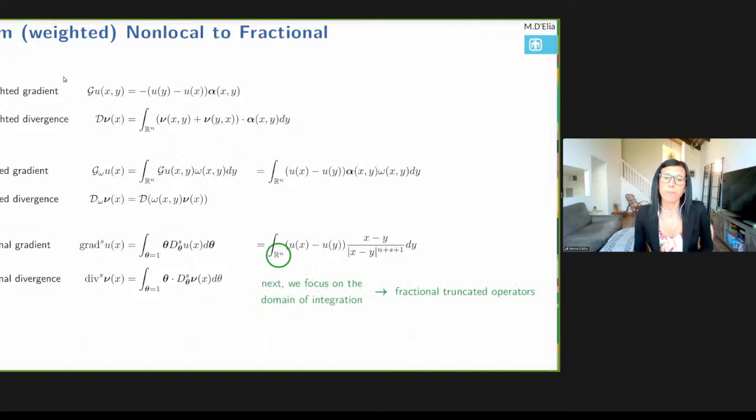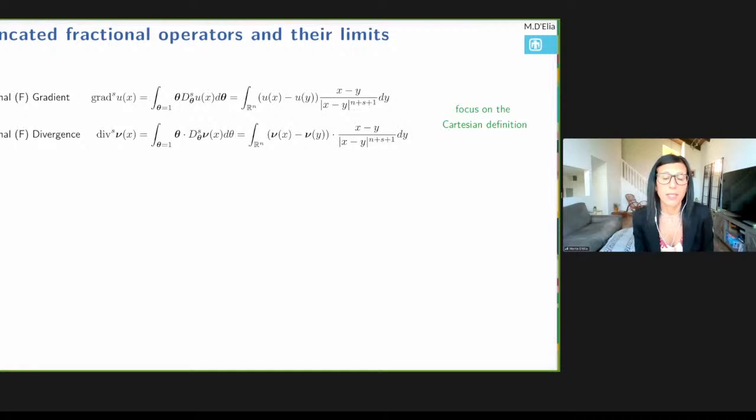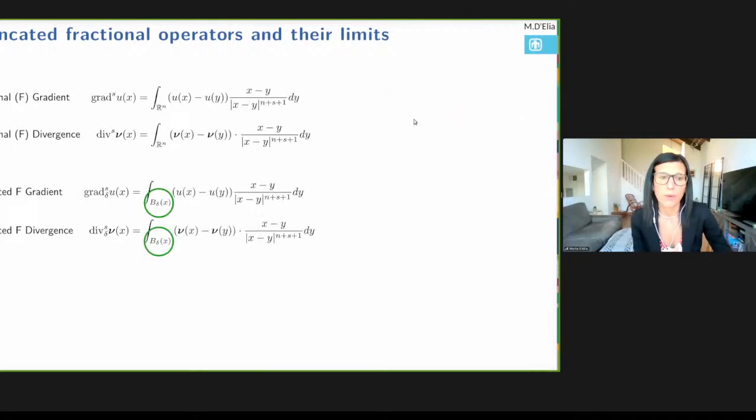Okay, what I'm going to focus on next are truncated fractional operators, and by this I simply mean truncating the domain of integration. Since, as I said, the Cartesian definition is much closer to the non-local definition, I'm just going to focus on this definition for now. And we define truncated gradient and divergence simply by taking a ball of radius delta centered at x.